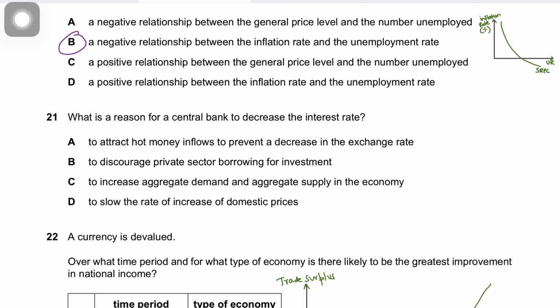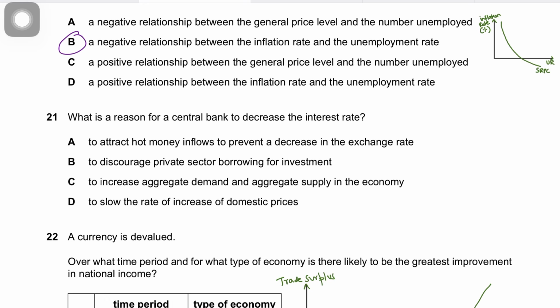So this is incorrect. B says, to discourage private sector borrowing for investment. Lower interest rates would encourage borrowing for investment, not discourage it. This makes it incorrect as well. C says, to increase aggregate demand and aggregate supply in the economy. Yes, this is correct. To increase AD and AS, because AD would rise as consumers and firms would borrow more to invest, and C and I are basically your components of AD.